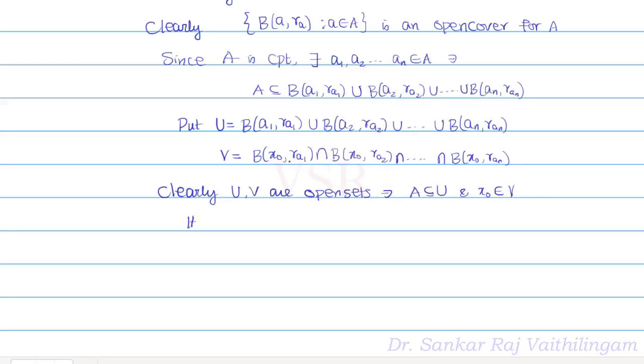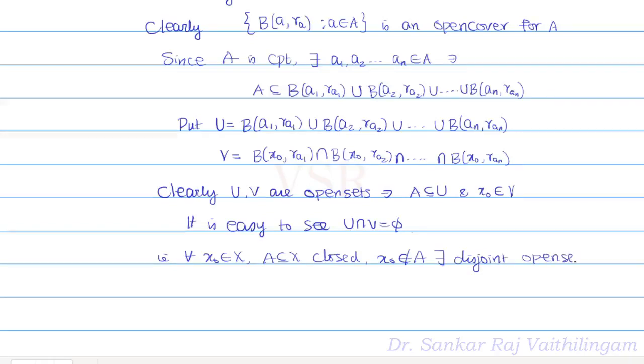We have already discussed this. It is easy to see U intersection V is equal to empty. That is, for every x naught belongs to capital X and a subset A of capital X closed with x naught not belonging to capital A, there exist disjoint open sets U, V such that A is contained in U and x naught belongs to V. So this implies that capital X is regular.